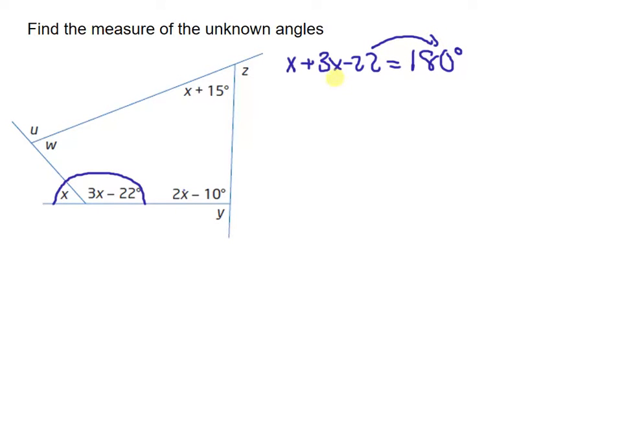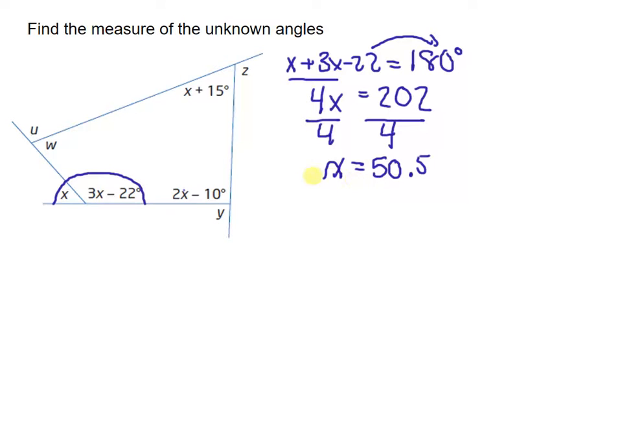Okay, so let's add x plus 3x. I get 4x. Let's bring the negative 22 over. I get positive 22. Okay, so I get 202, and we'll divide out. I get x equals 50.5. Okay, so this angle is going to be 50.5.